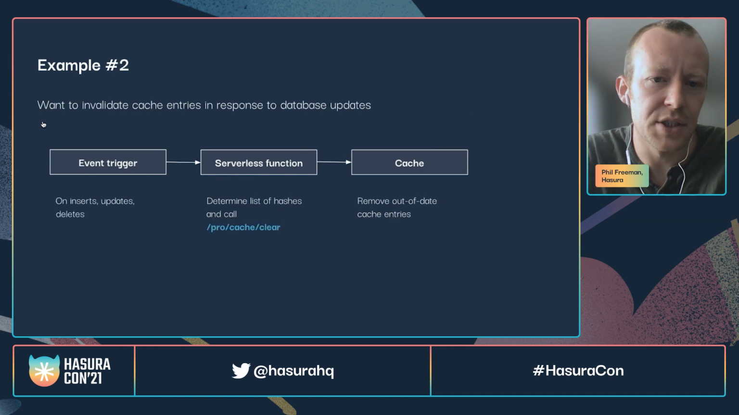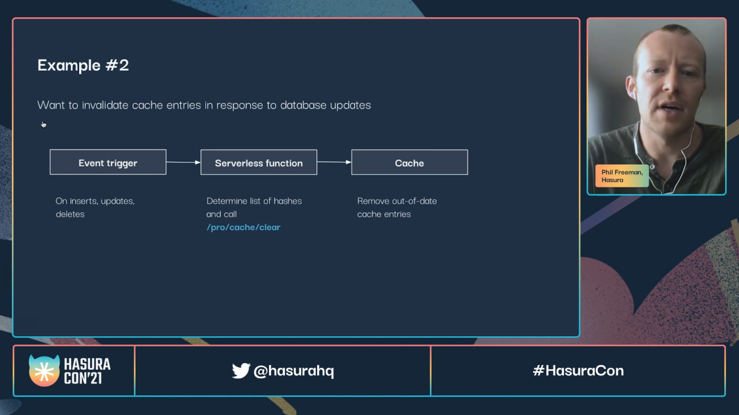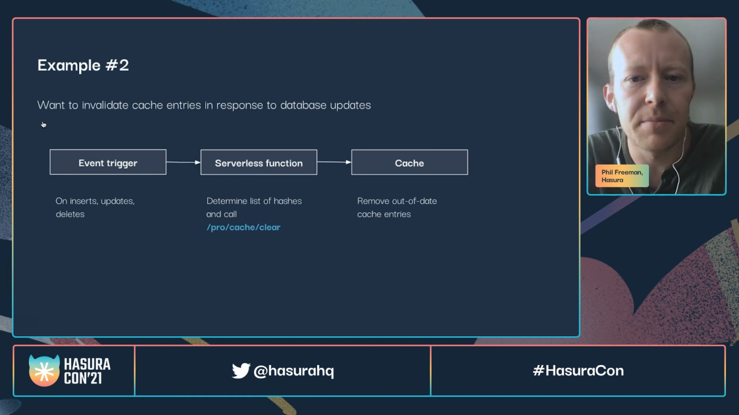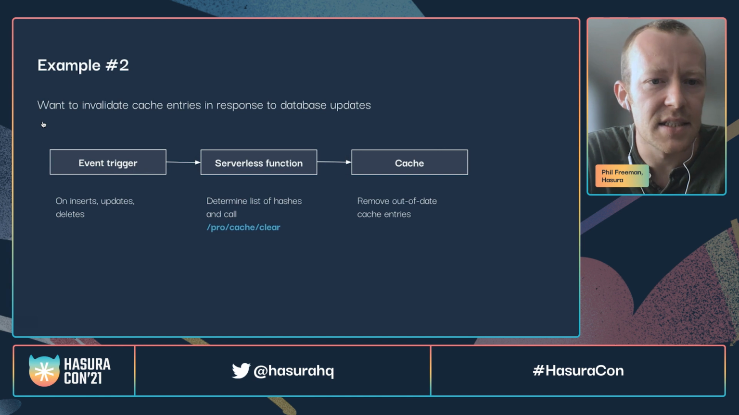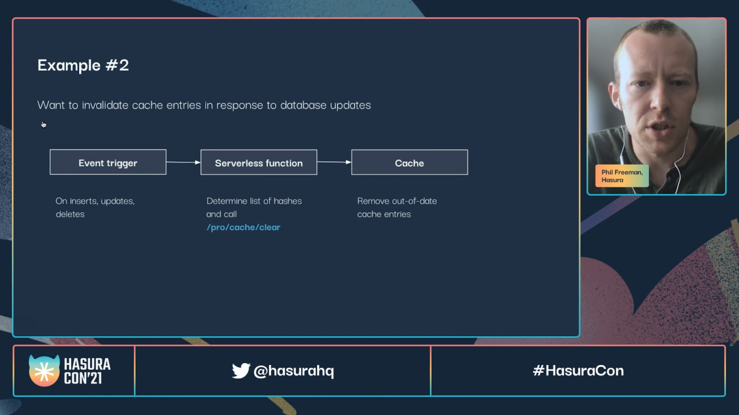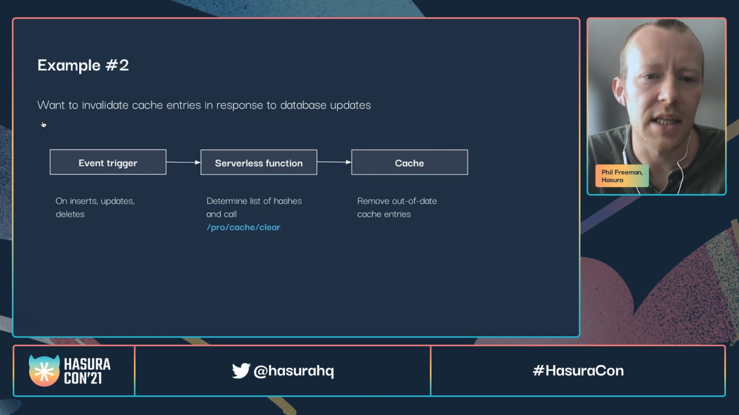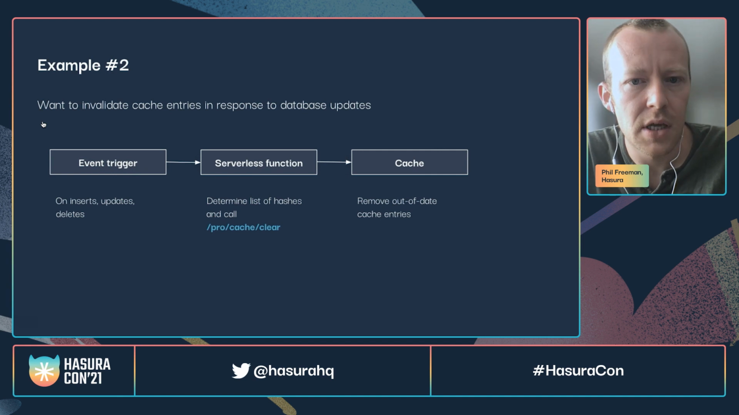Another case for automation is where we want to invalidate cache entries based on updates that are still happening in the database. Maybe in this case, we have a read-heavy workload, but we still want to make sure the responses are as up to date as possible and respect any recent writes. What we can do in this case is set up an event trigger to watch for those data updates. That event trigger will fire on inserts, updates, and deletes, and again, just delegate to a serverless function that we can host.